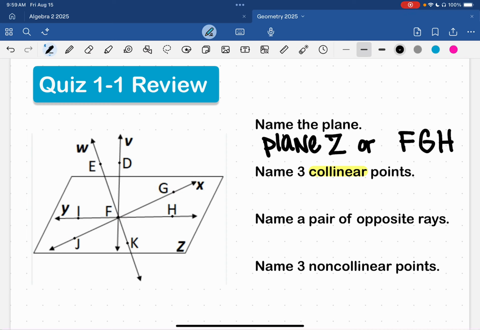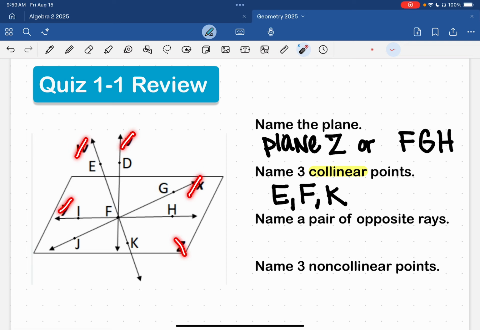All right, so I'm going to do the first one that we ran across, E, F, K, but there are others as well. The only letters you couldn't use to answer this one would be D, but that's because D and F are the only points on that line. Of course, you can't use the lowercase letters and you can't use Z because Z doesn't have a point.